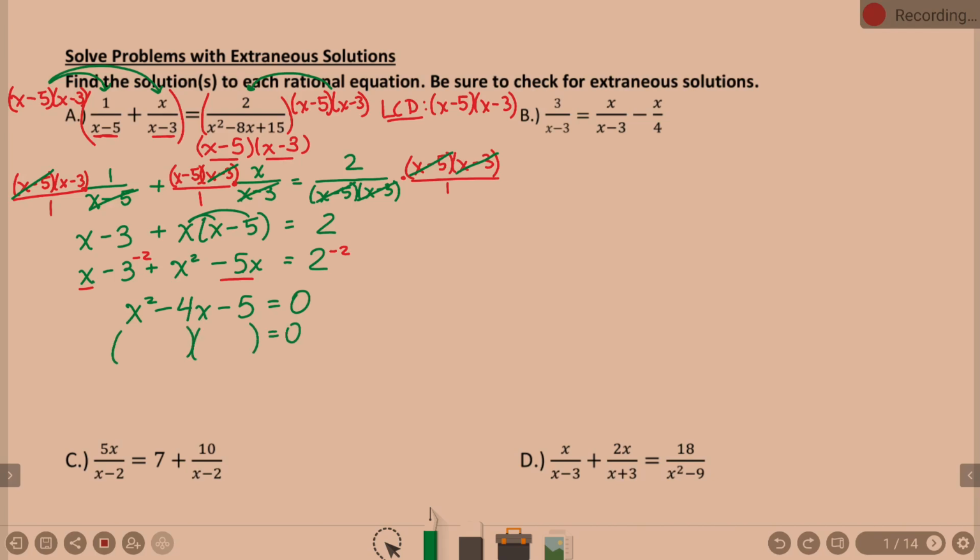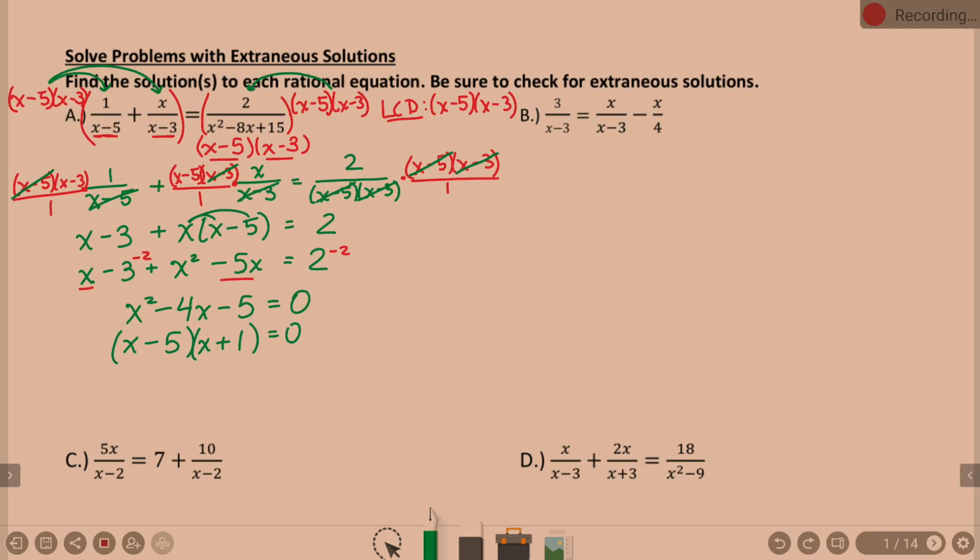So, 2 parentheses. X squared is x times x. I need numbers that multiply to be negative 5 and add to be negative 4. Well, the only options for multiplying to be 5 are 5 times 1. And if we want to multiply to be negative 5 and add to be negative 4, negative 5 and positive 1. After we get factored, what do we do?